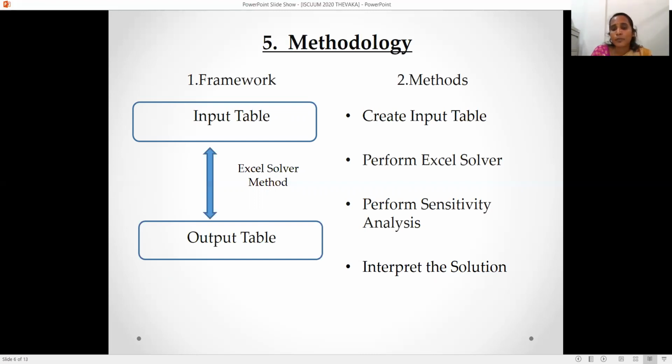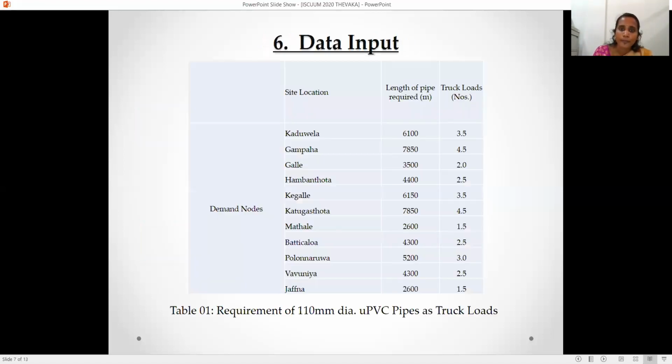Next, we also performed a sensitivity analysis, because the Excel solver output alone is not enough to implement the solutions. That's why we perform this analysis. I will explain why we perform this analysis in the following slide. Finally, we interpret the solution based on the Excel output and the sensitivity analysis.